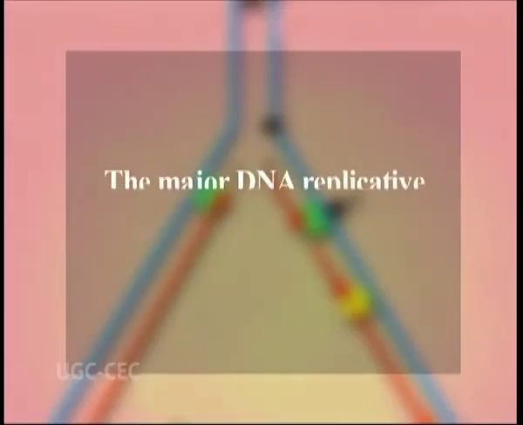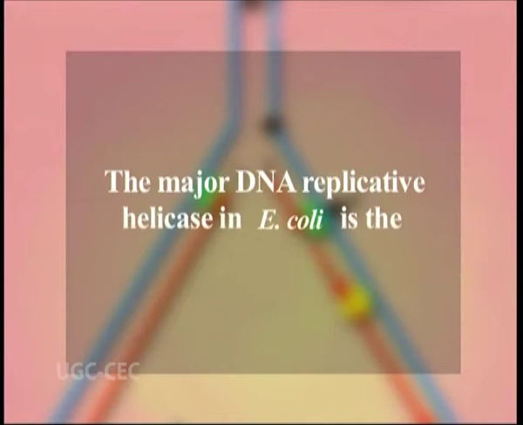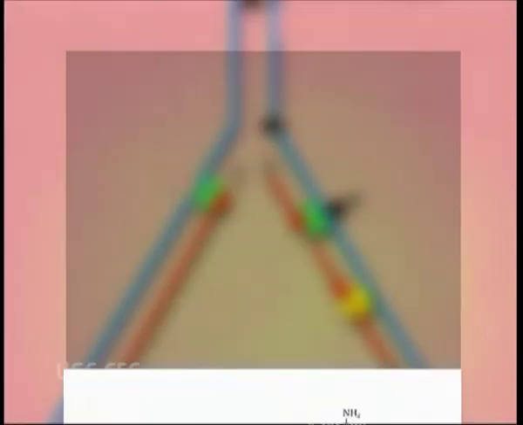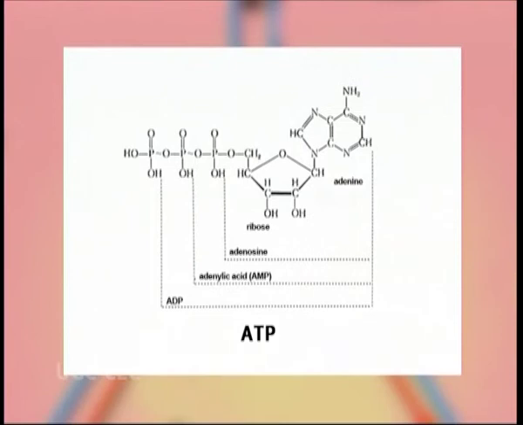The major DNA replicative helicase in E. coli is the product of the DnaB gene. DNA helicase unwinds DNA molecules using energy derived from ATP. The active form of helicase is the homohexamer of a 330 kD protein.